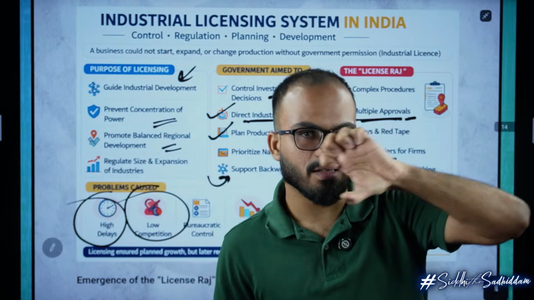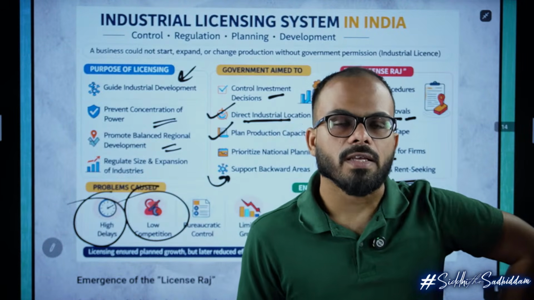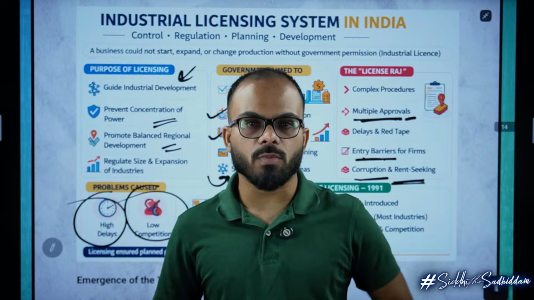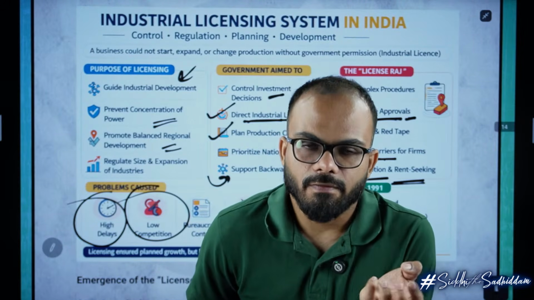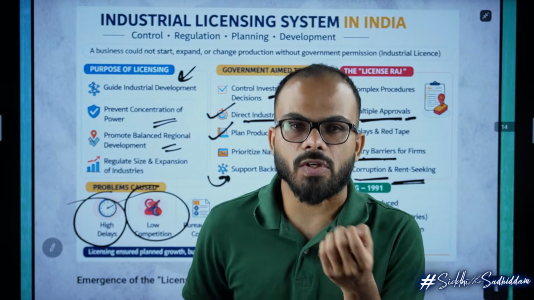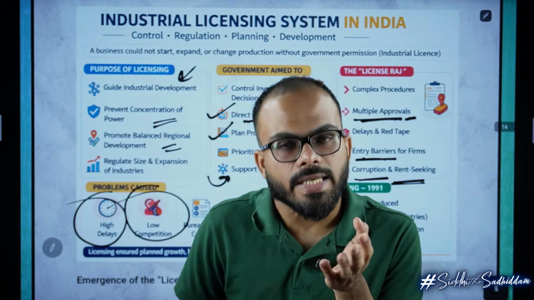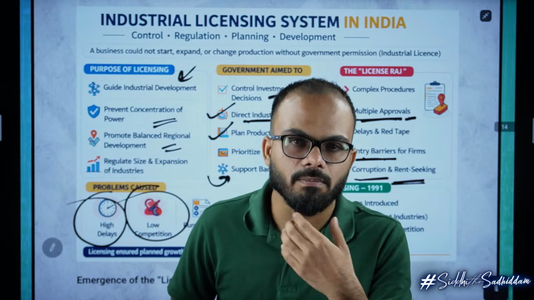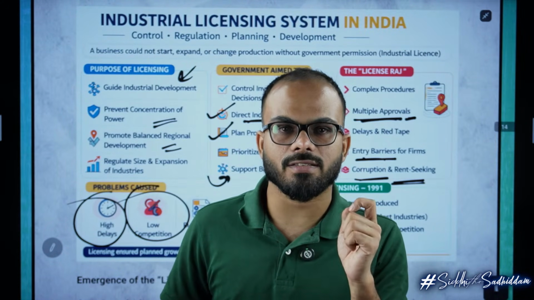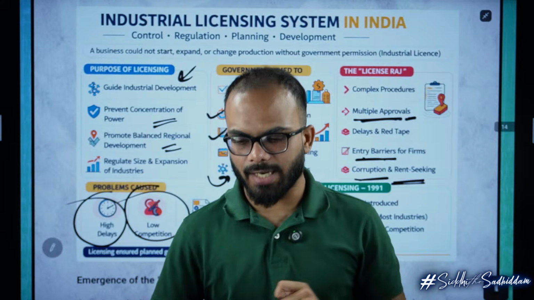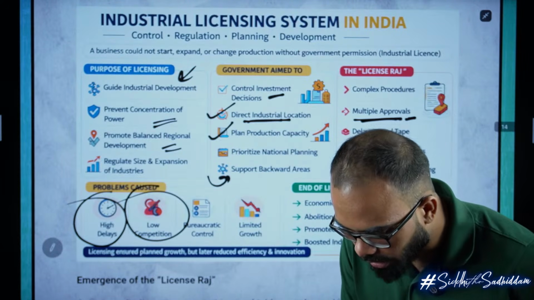Because of all these things, ultimately we were not in a position to promote exports a lot. We were dependent upon imports. We were not able to promote exports. Everything led ultimately to a balance of payment crisis in the year 1991, and that is exactly when the licensing era ended.